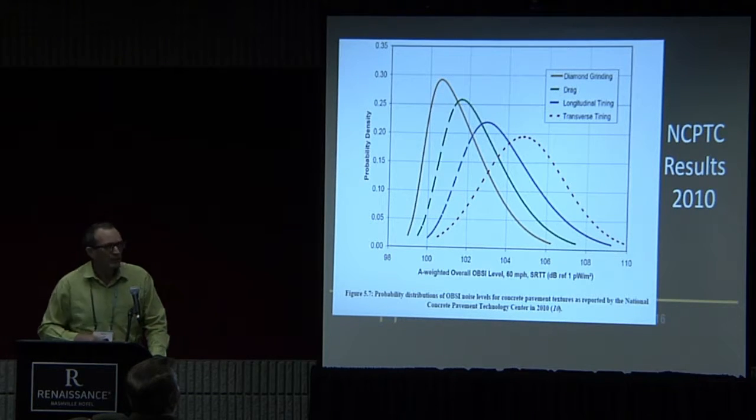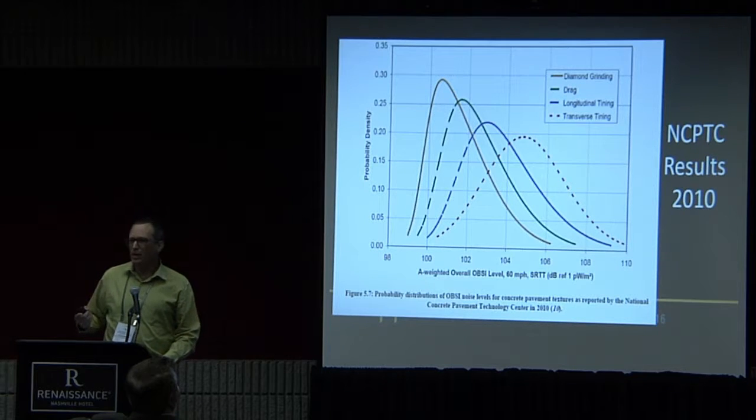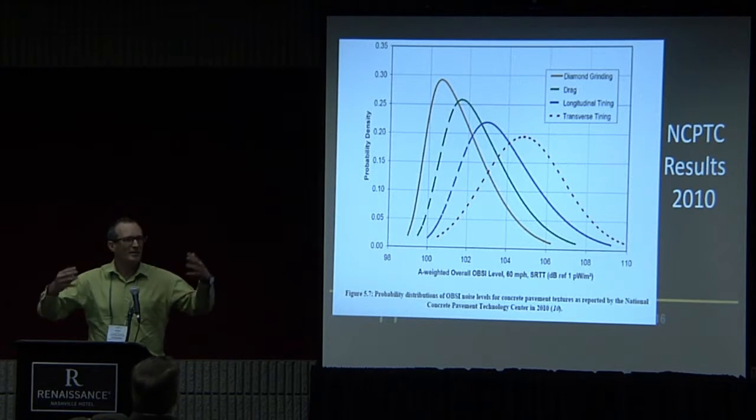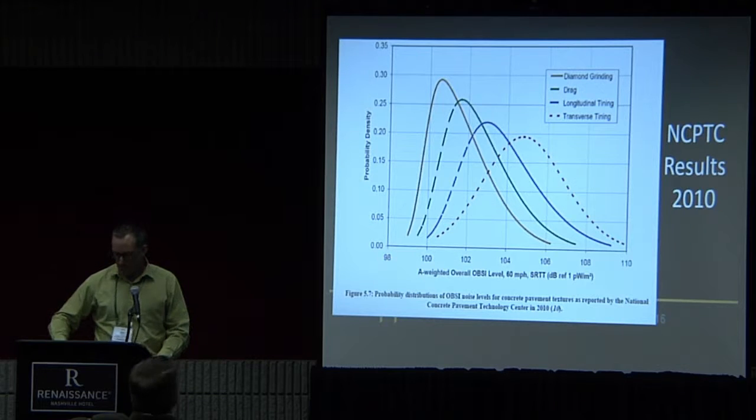Lots of states use transverse tining. As Larry Schofield was talking about, California switched to longitudinal tining in the 1960s, and we think we're getting as good or better skid resistance with the longitudinal tining than the transverse tining. And Larry can explain in great detail the reasons for that.